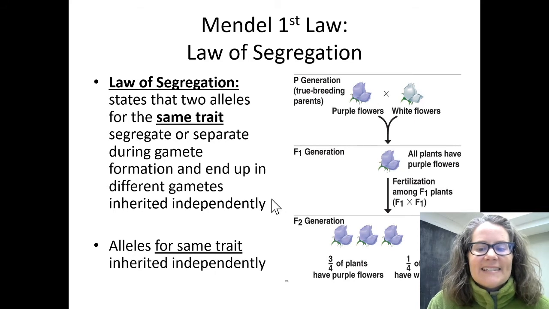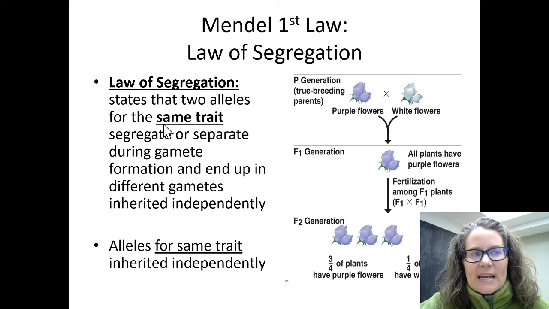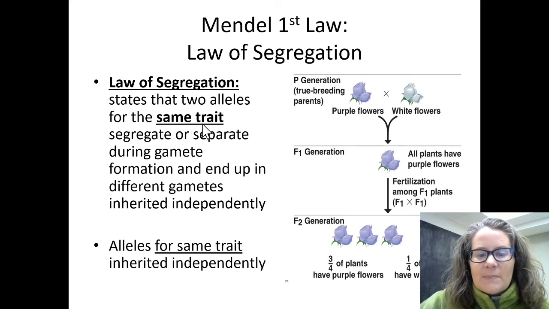This brings us to Mendel's first law, the law of segregation. The law of segregation states that two alleles for the same trait segregate or separate during gamete formation, and they end up in different sperm and eggs. I want you to underline that word "same trait" in your notes because in this particular law, we're talking about alleles for one trait, so purple flower color or white flower color.